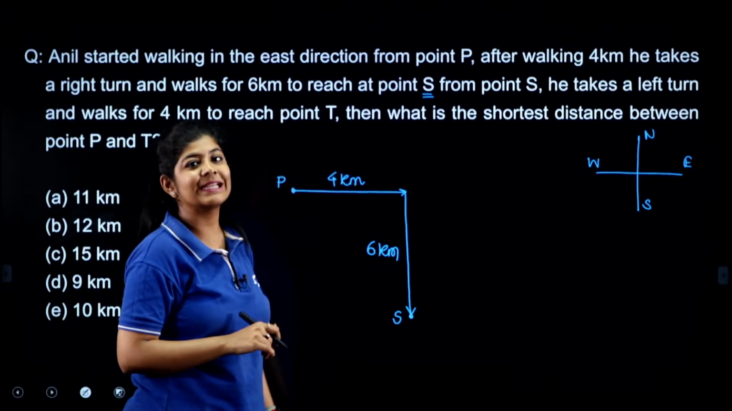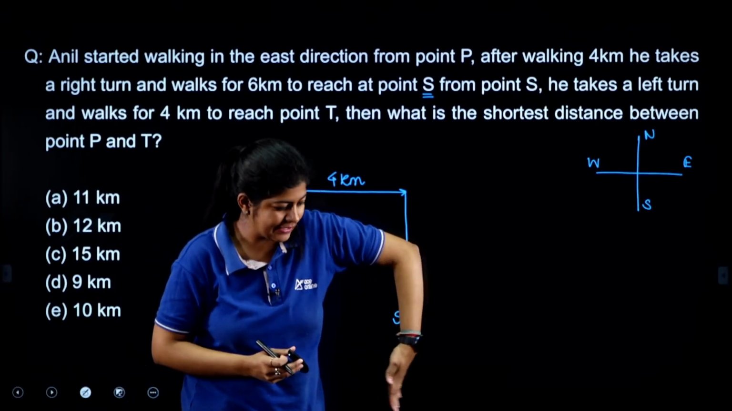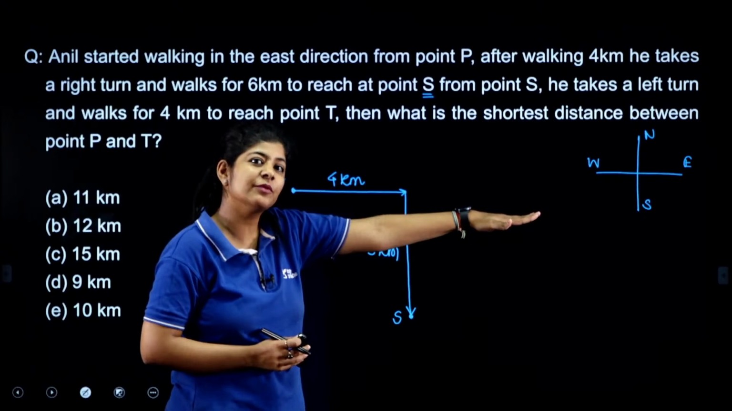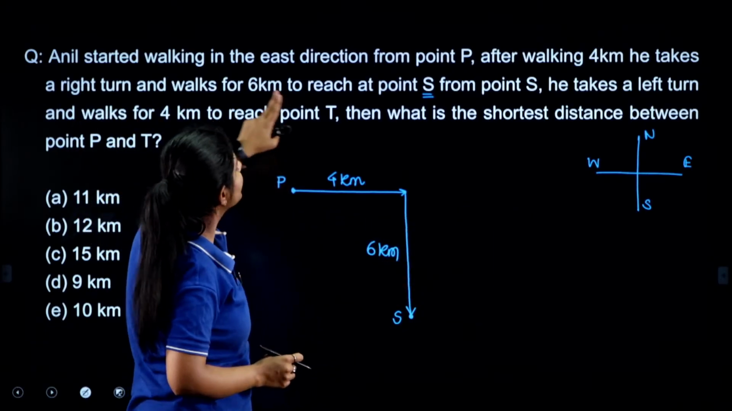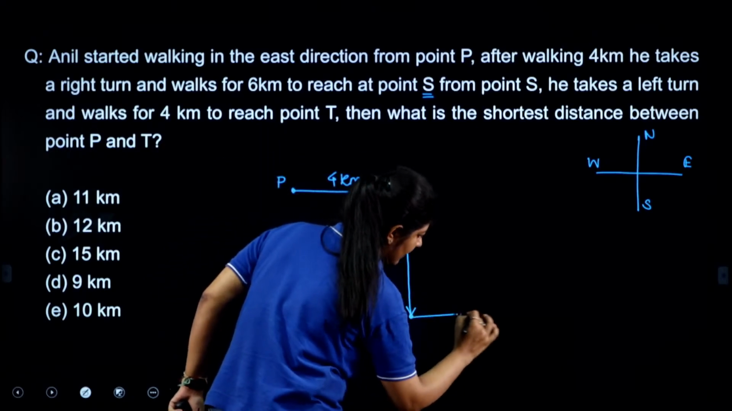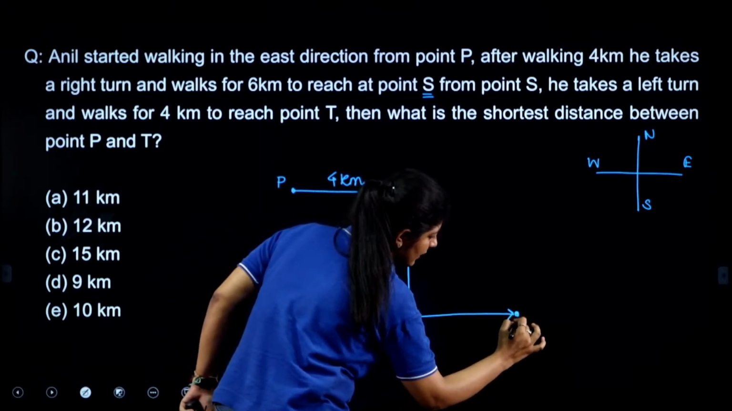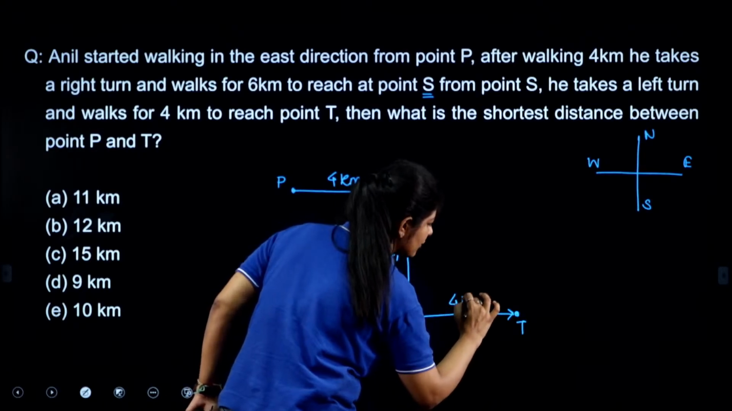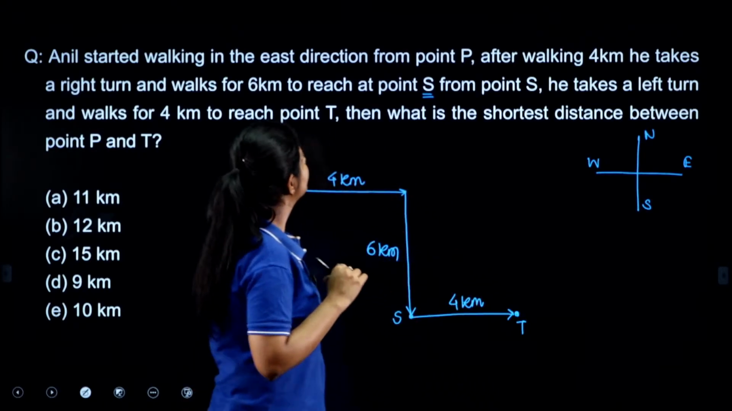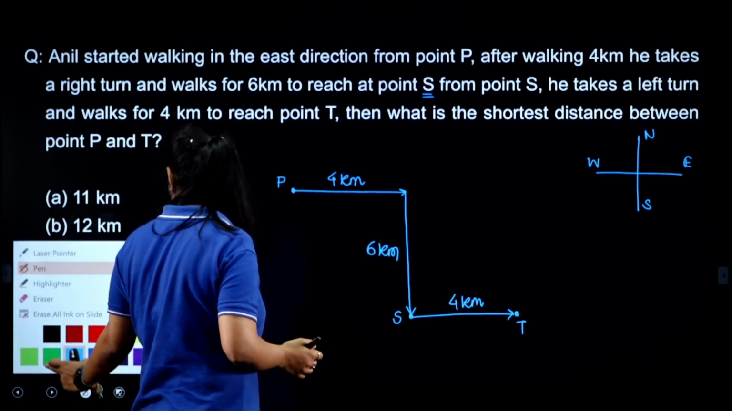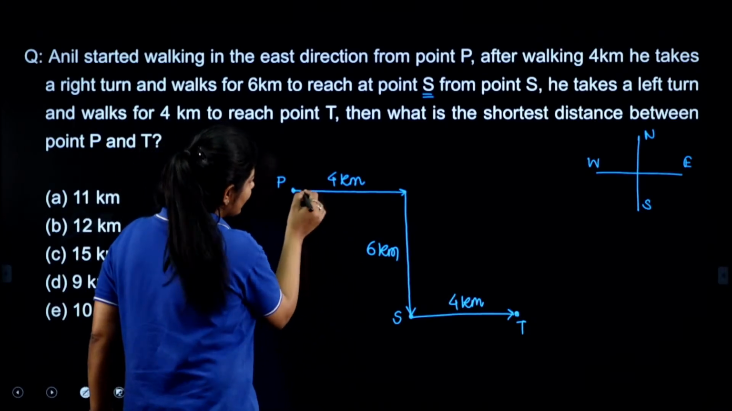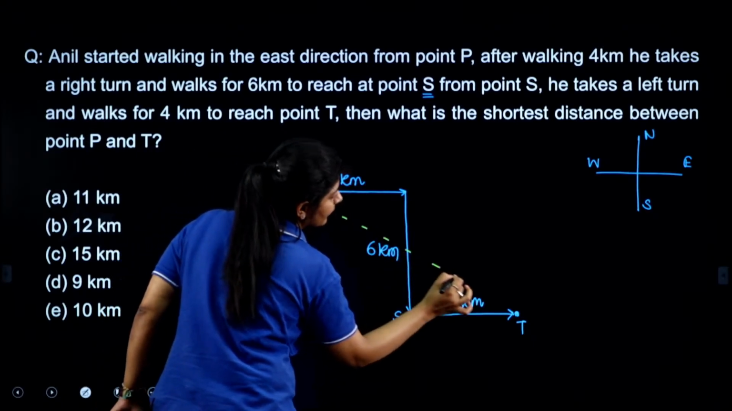From S, he takes a left turn. Left turn means anti-clockwise. Again, now he starts moving in the east direction. He takes a left turn and walks for 4 kilometers to reach point T. Let's suppose this is point T and this distance is 4 kilometers. Now, what is the shortest distance? That means we have to find out the displacement, and the shortest distance is nothing but this one.